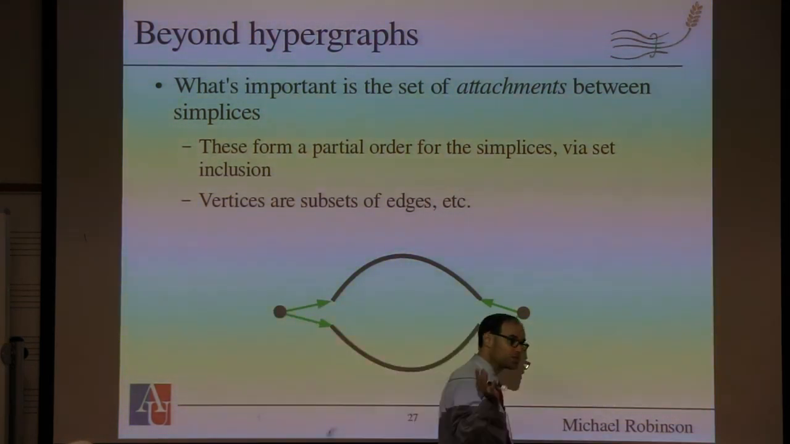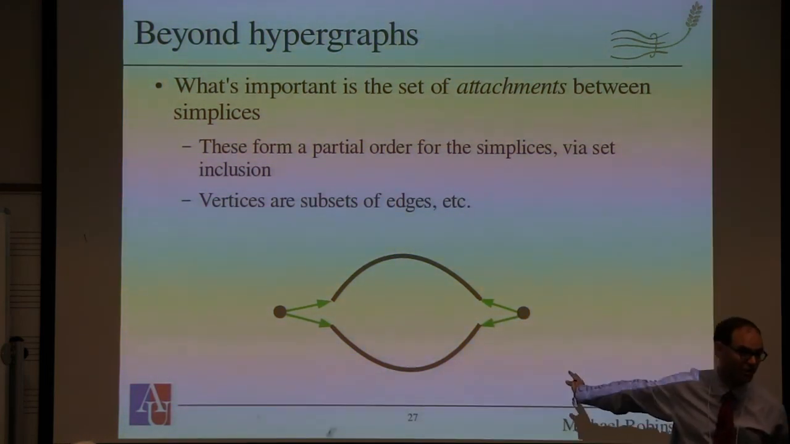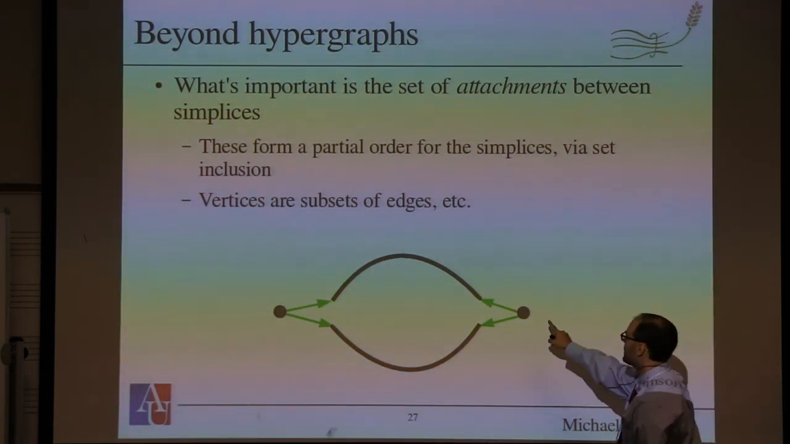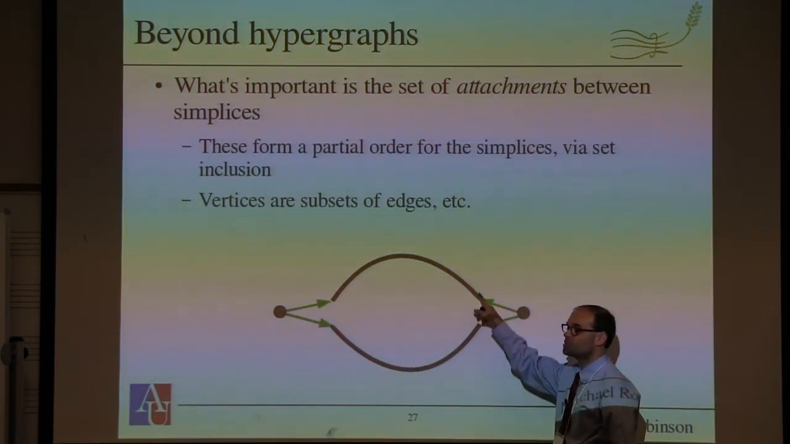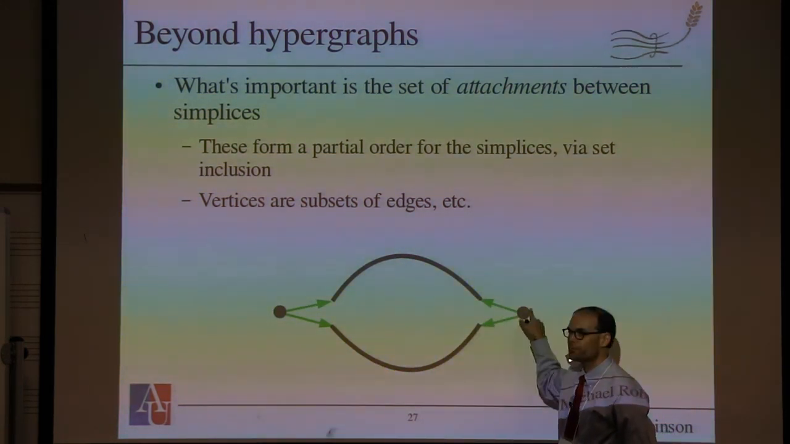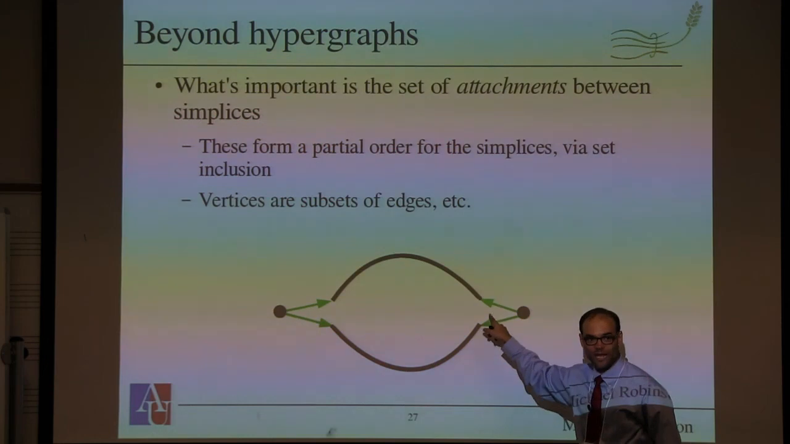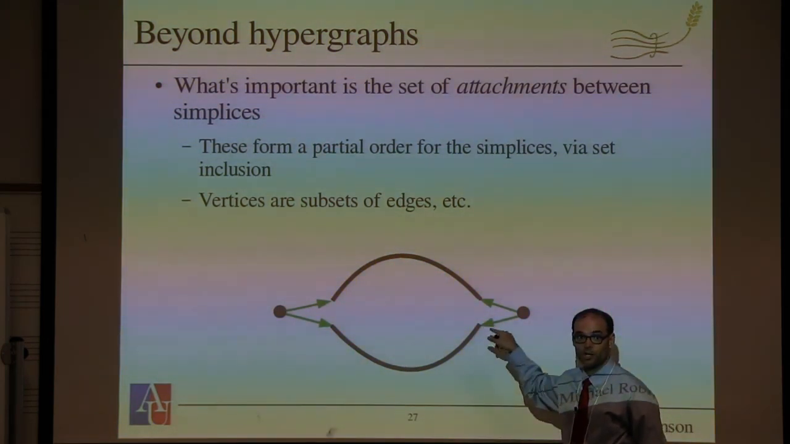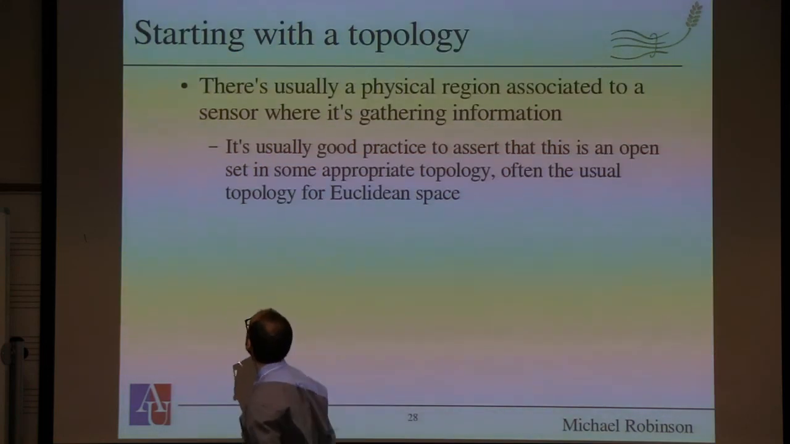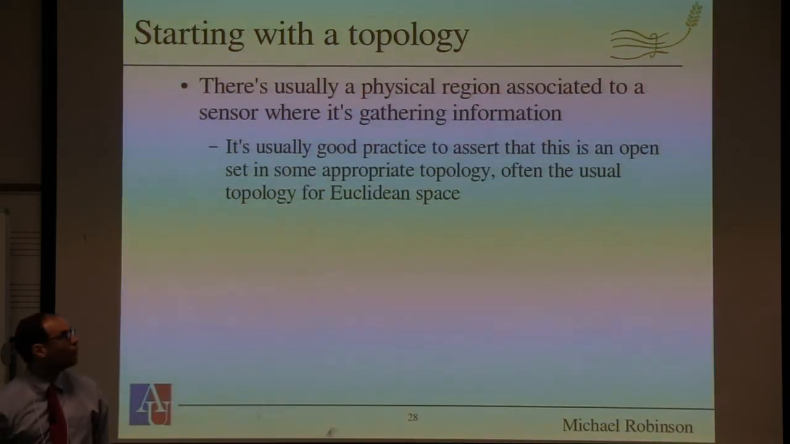Okay, cool. So if I start with the topology now, that's great. So how do I start with the topology and work with things? If I start out with a physical region from sensors, how do I turn that into a topological space such as I've been telling you? How do I do that? If I start with a topology, that's easy, but how do I start from physical data? Well, it's usually good practice to assert that my sensors have open sets as sensing regions.